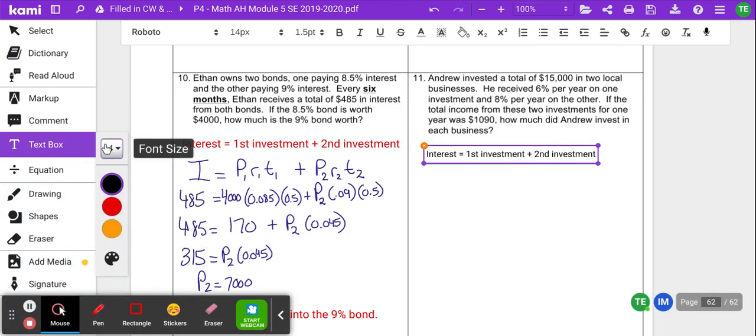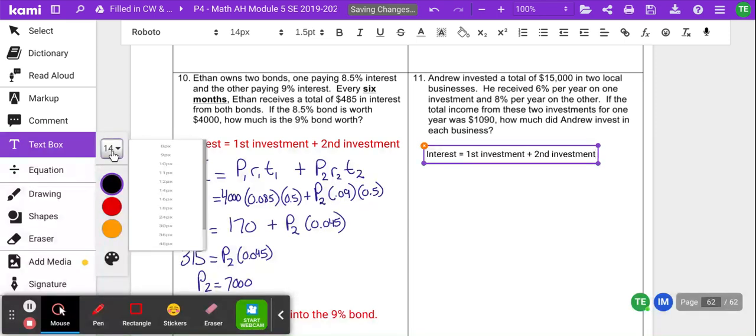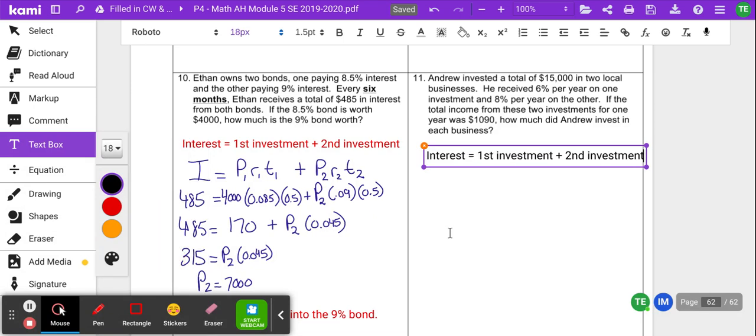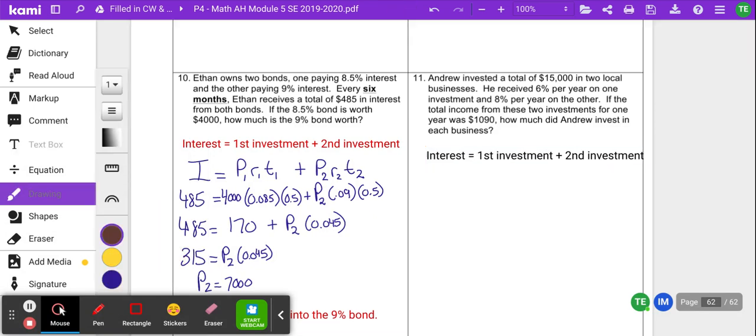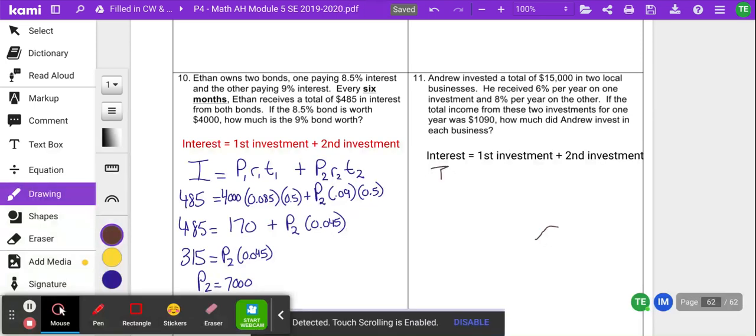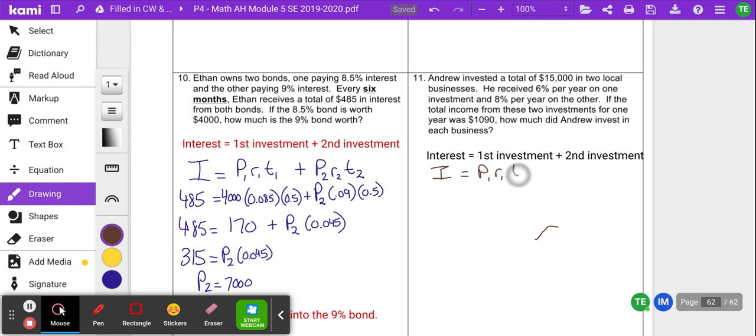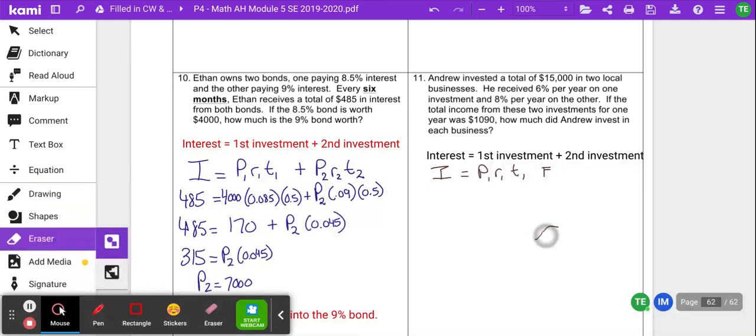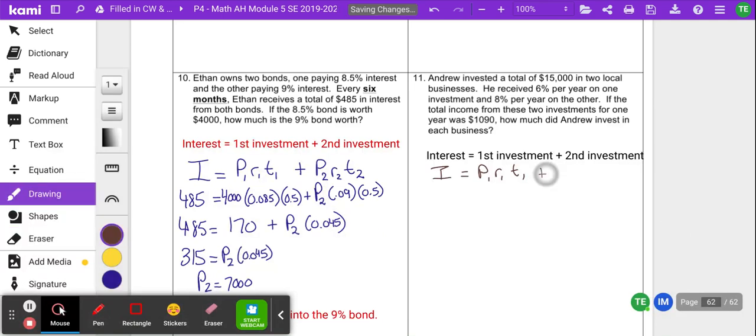And we remember our PERT, our interest is calculated as PRT, but we have two different investments. So we have two separate principal rates and times. So then we're back to the equation that we had on the last problem. I equals P for my first investment, R for my first investment, T for my first investment, plus P for my second investment, R for my second investment, T for my second investment.